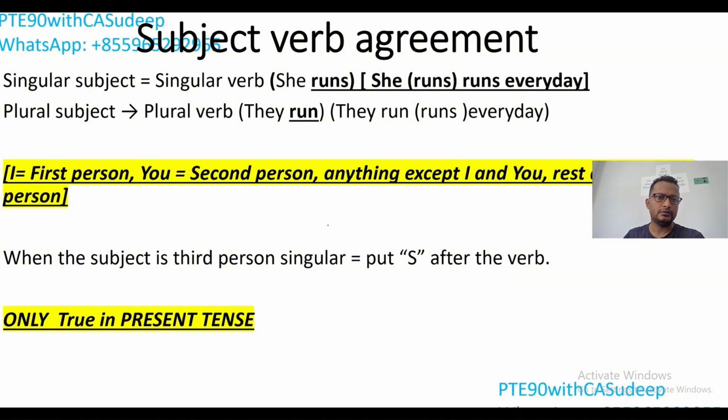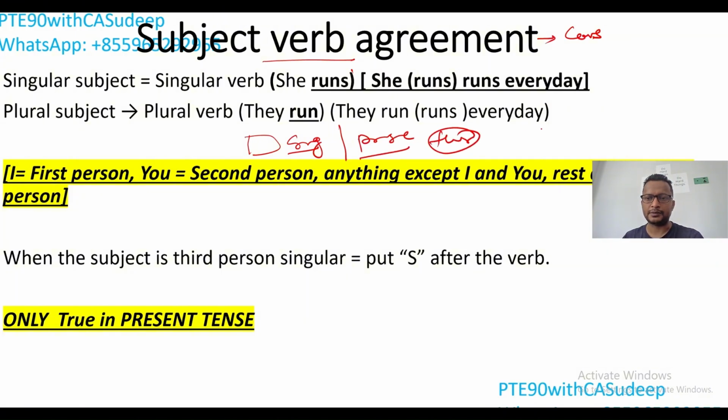Okay. So now let's see another concept called subject verb agreement. This is very, very important. This will help you to write grammatically correct sentences. So what is subject verb agreement? If in the sentence the noun is singular, and if you are talking in the present tense, and for the third person, just put s after the verb.